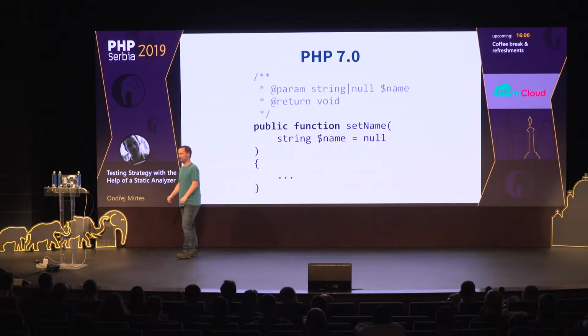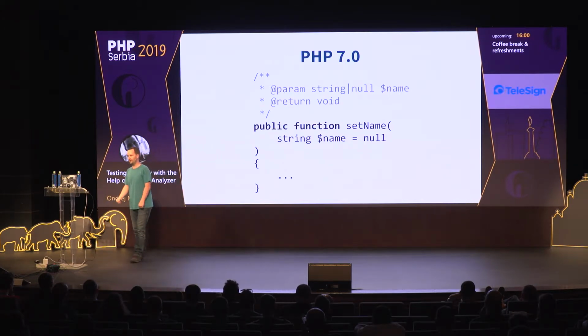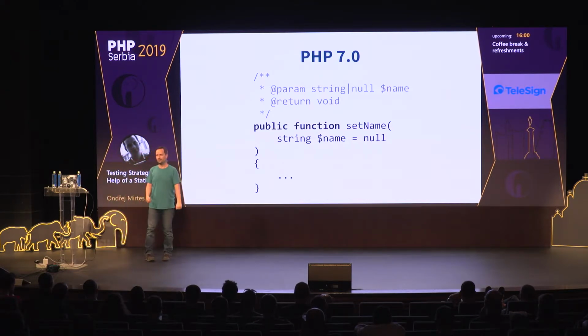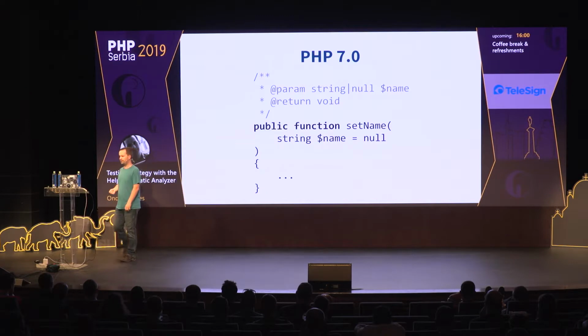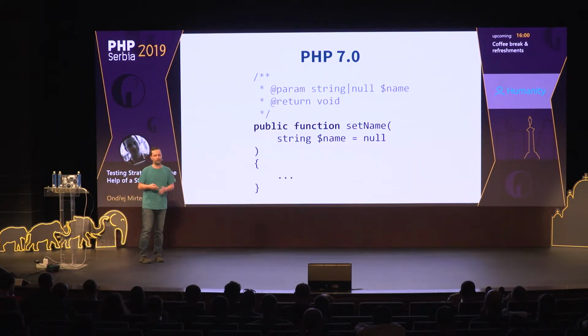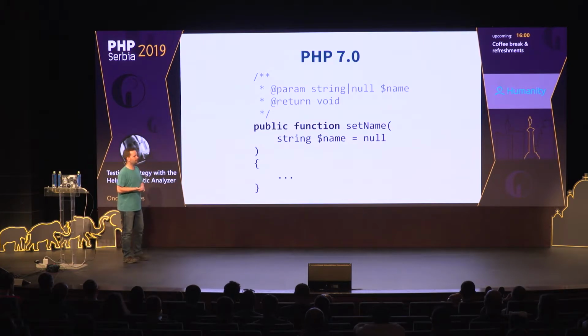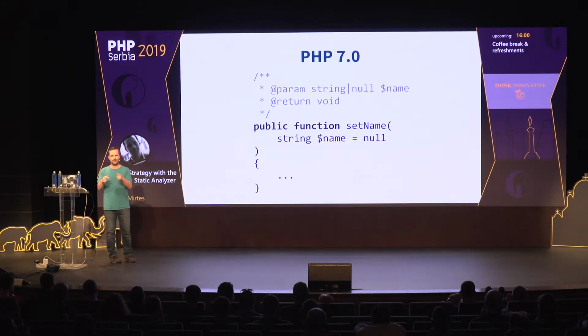So in PHP 7.0, the only way to make a nullable string was to write equals null, which made the argument not just nullable, but also optional. It means that if you want to be able to erase some kind of name from an entity, you would also allow the developer to call the method without any argument. Calling setName without any argument is ugly and does not make any sense, but it was the only way to achieve this.